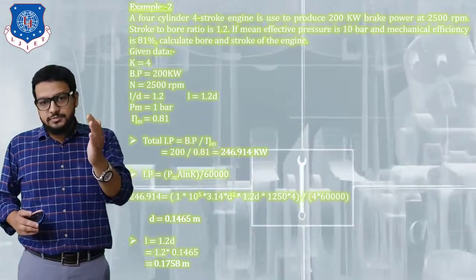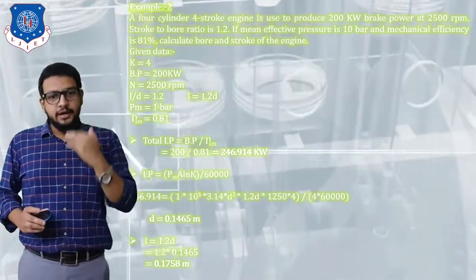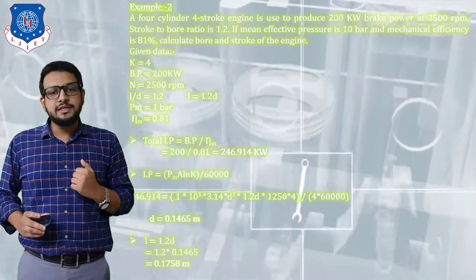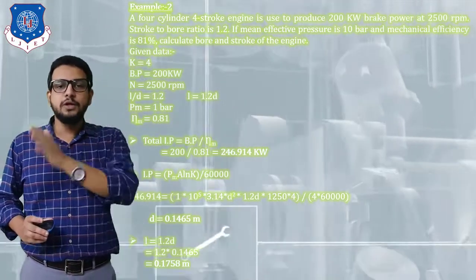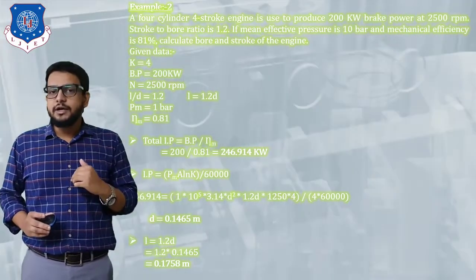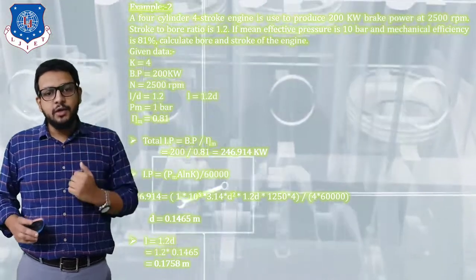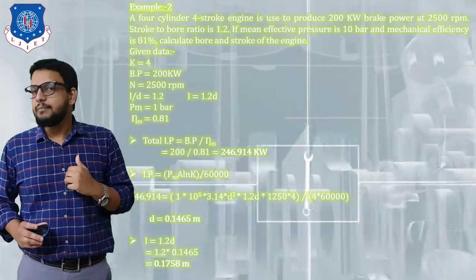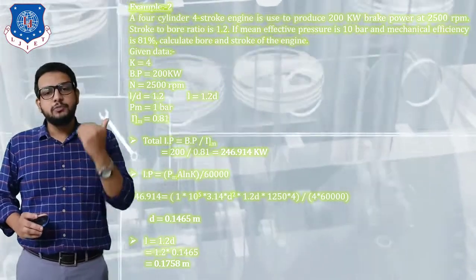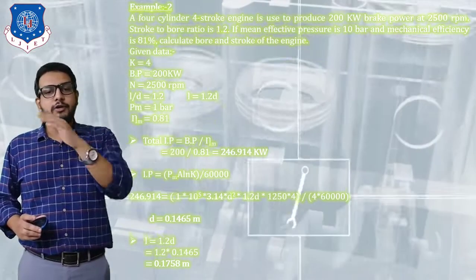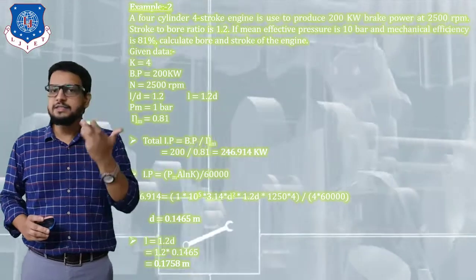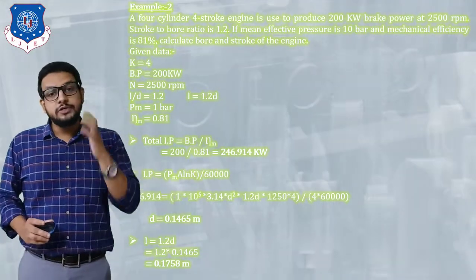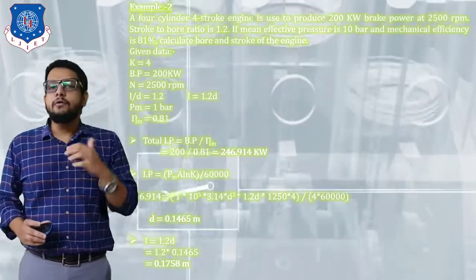Okay, now after substituting all the values, we can say it is going to become 246.914 equals to, now remember pressure we need to keep in Pascal. So I have written 1 into 10 raised to 5 into area is how much? So we would say pi by 4 d square, right? So pi is 3.14 into d square. Now d is unknown, which we need to calculate. Okay, so d square into L. Now what is stroke length?